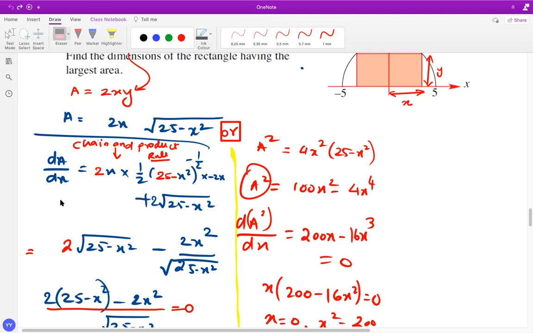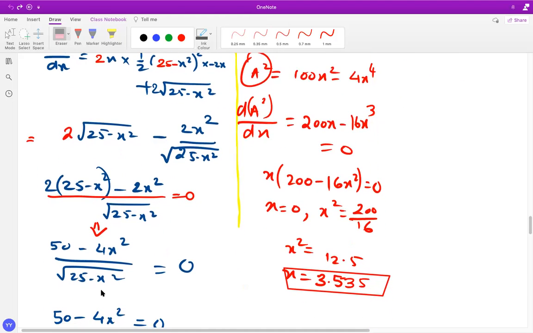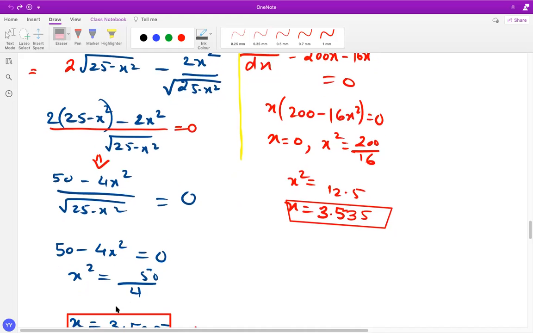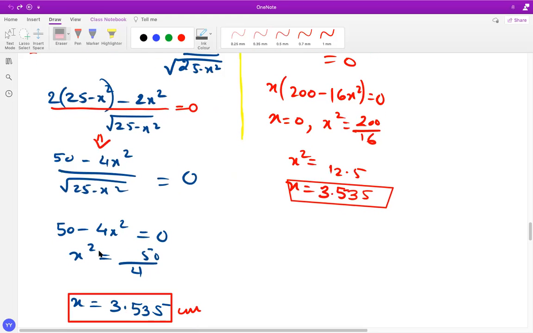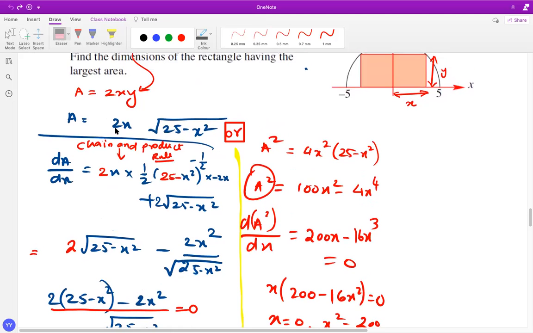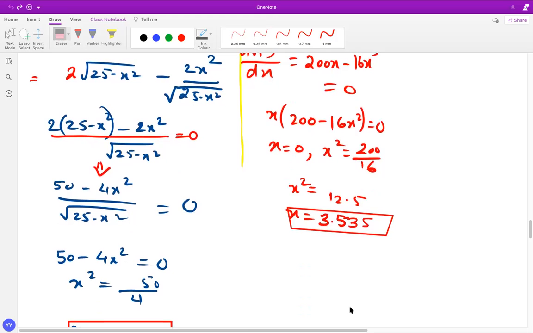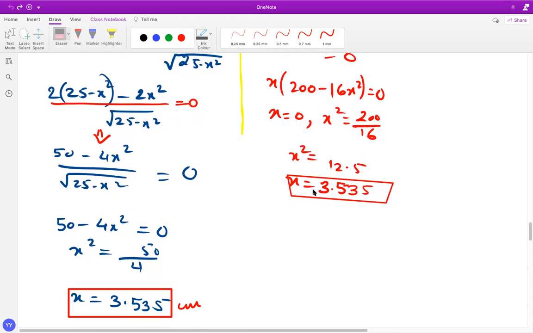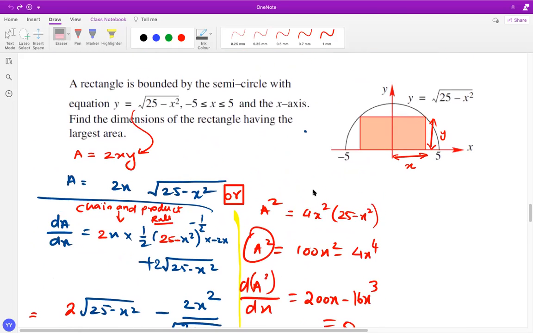So you equate that to 0, and what you get towards the end is x squared is 50 over 4. And when you solve for x, it is 3.535. Also, you could have just squared both the sides, and what you get is this expression, and you differentiate this part and you get the x value pretty much the same as what we got in the earlier part. So this is how you basically do the area-linked optimization problem.